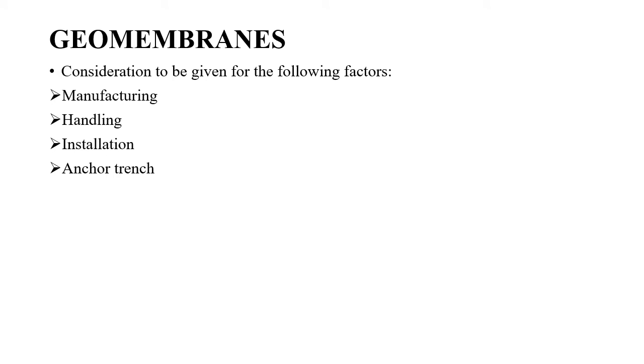While you are using geomembranes as a liner material, there are certain considerations to be looked into, like manufacturing, handling, installation, and anchor trench. So we'll look at them one by one. Regarding manufacturing, the choice of the right polymeric material is very important. We can use various types of polymeric materials, but out of all of them, the most preferred one for making a geomembrane is HDPE, or high density polyethylene.